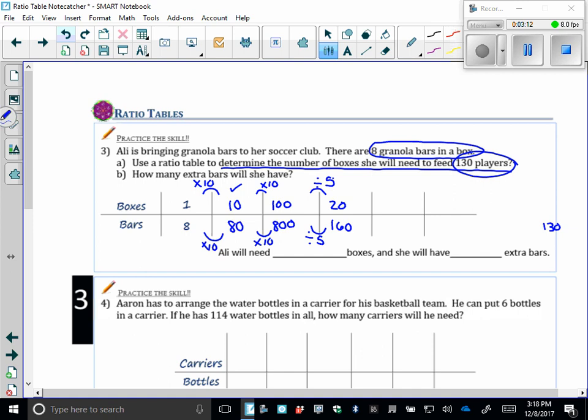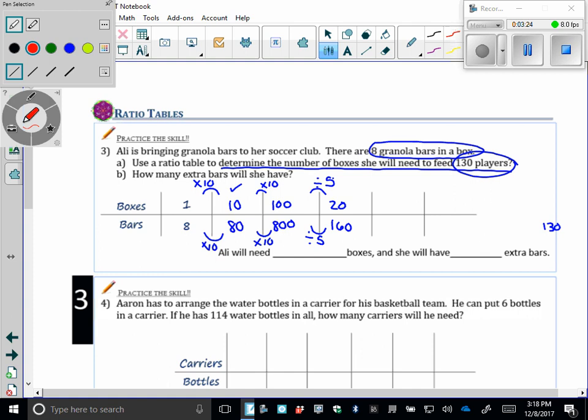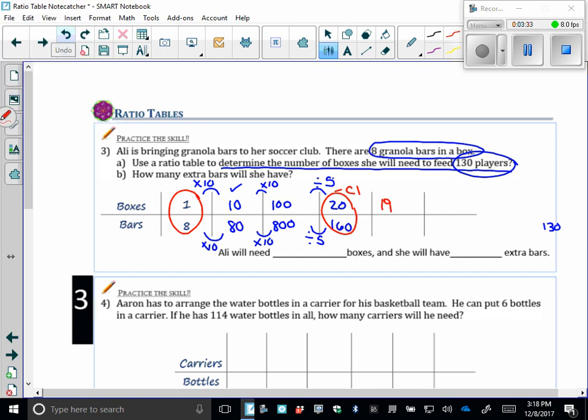Any suggestions? You could subtract column 1 from column 2. Okay, I like that. Let's subtract column 1, or in other words, take a box away. That would give us 19 boxes, right? And then we have 152 bars, so we're closer. Do it again. You could subtract column 1 again. You're just taking a box away.